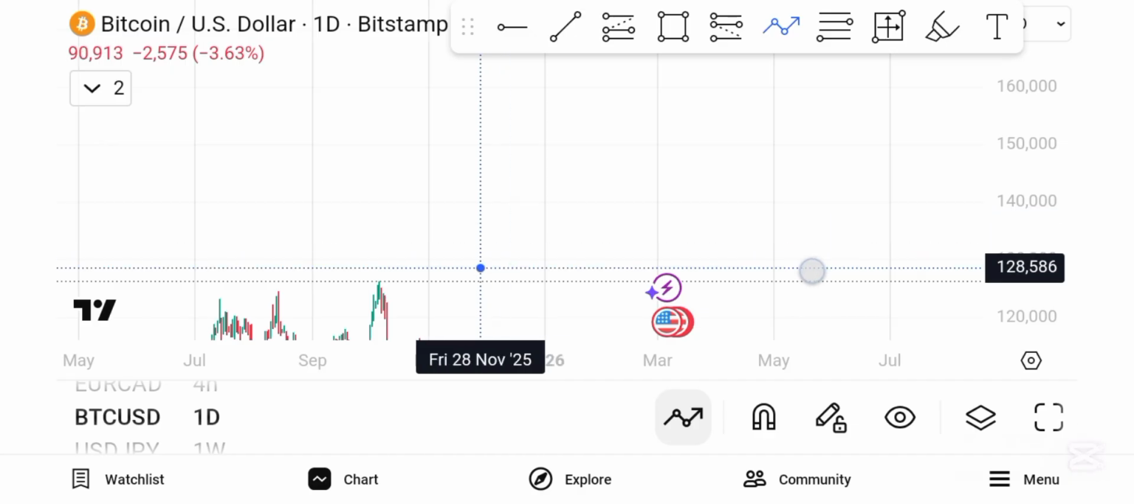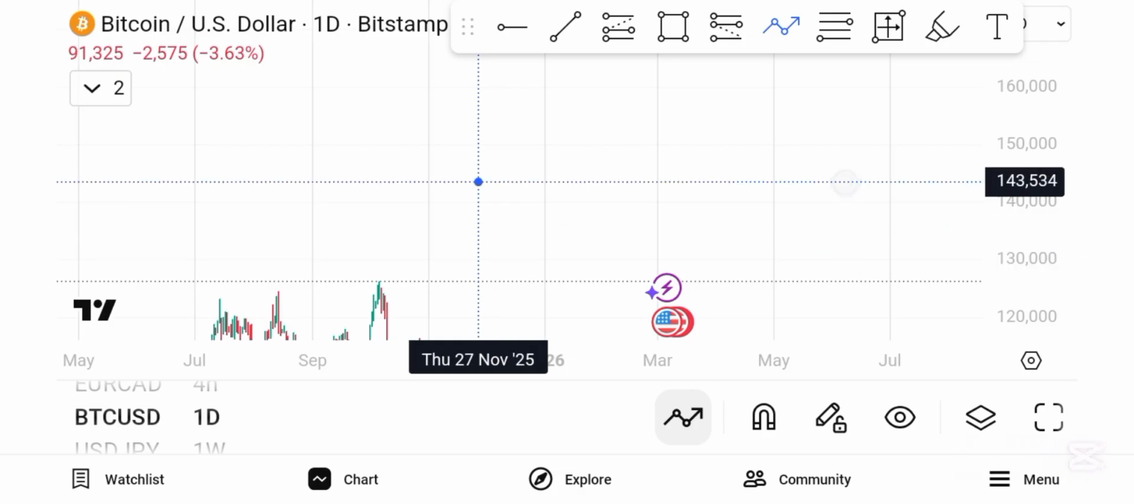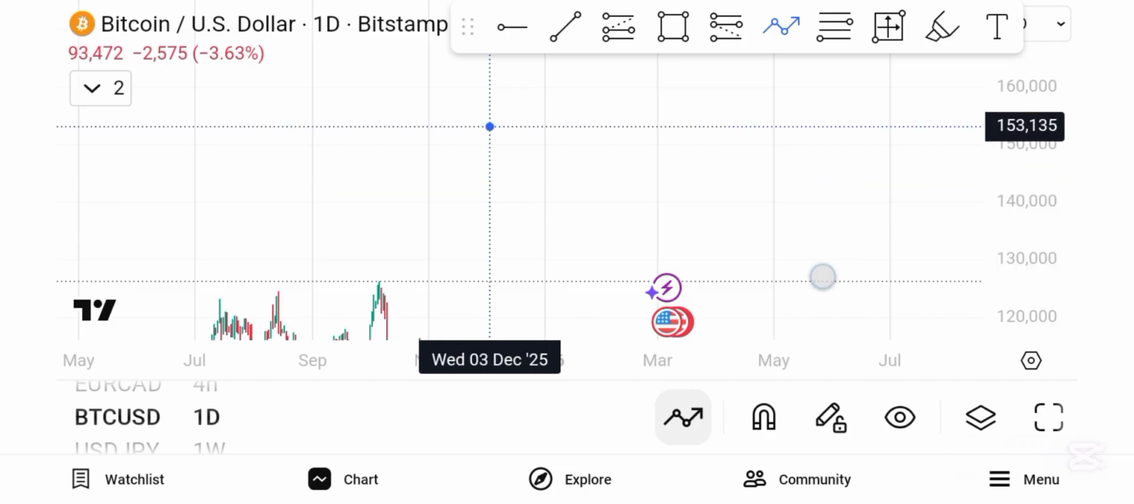Change of character is when a bullish market forming higher highs and higher lows stops, breaks the previous higher low that was created, and starts forming lower lows and lower highs. Let me open it. This is it.